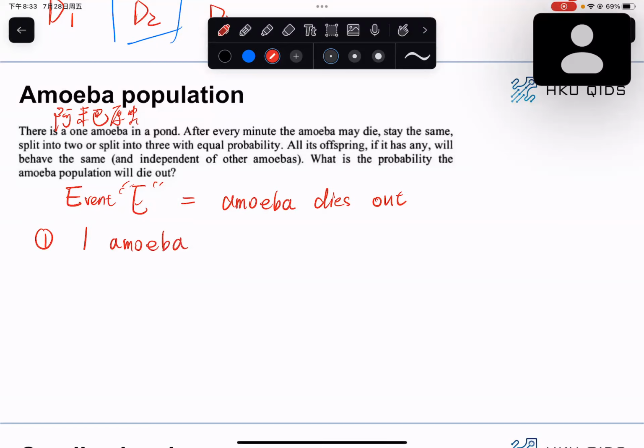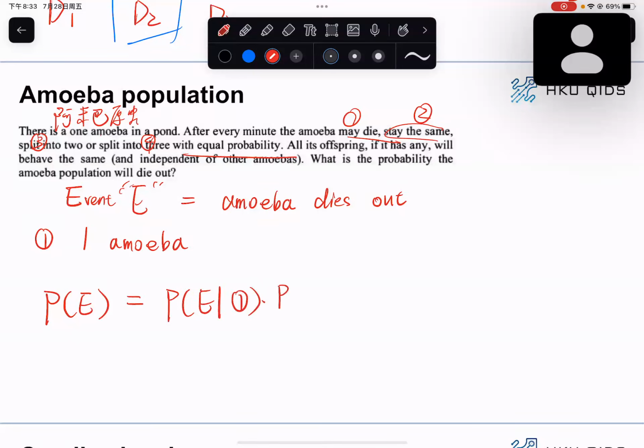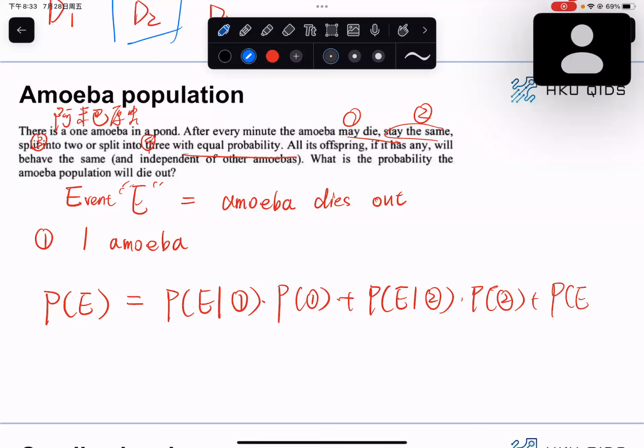And it can die, stay the same, split into two, or split into three, the first case, the second case, the third case, and the fourth case, with equal probability. So now probability E will be equal to what? Probability E conditional on case 1, multiplied by the probability of case 1, plus probability E conditional on case 2, multiplied by the probability of case 2, plus so on. And we all know that, because they happen with equal probability, they are all 1/4.